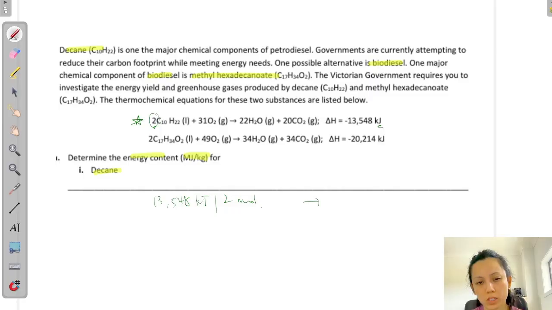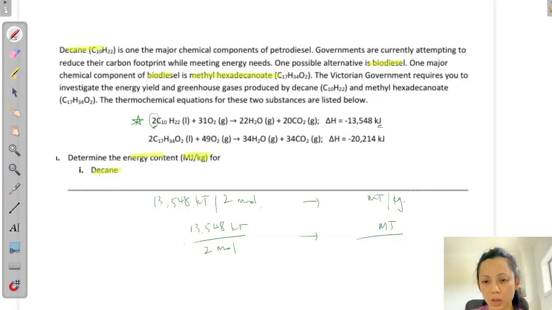Now, what you want to do is convert it to megajoules per kilogram. So you notice there are two completely different unit sets. For energy values, it's kilojoules and megajoules. For whatever's in the denominator, it's moles and kilograms. So another way I want you to think about expressing this is as a fraction. This is the same as saying 13548 kilojoules per 2 mole. Then you're trying to find how much energy per 1 kilo. So your job is to slowly convert each of those units so they're identical, so you can actually find the energy content.